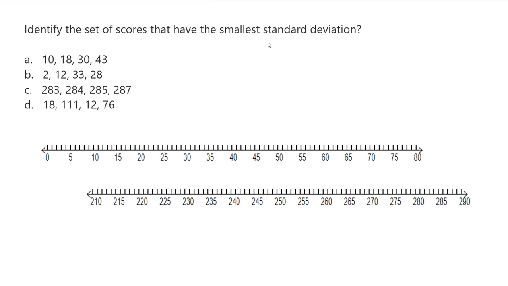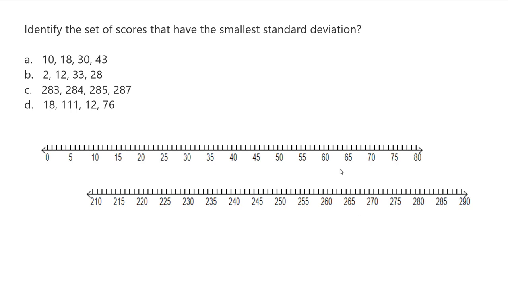Identify the set of scores that have the smallest standard deviation. And you'll see here that for parts A, B, C, and D, I've got 4 different sets of values to work with. Now, I want to point out that on the printout you don't have these number lines, and so that's not how the question was meant to appear.